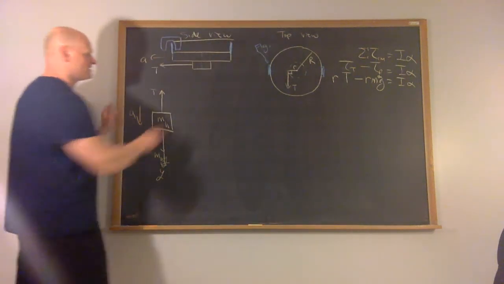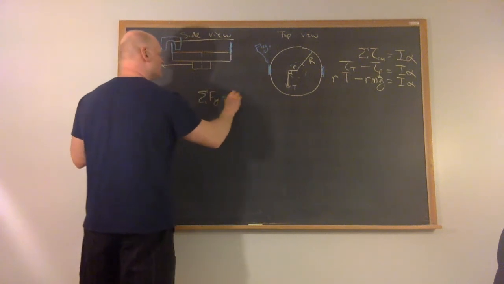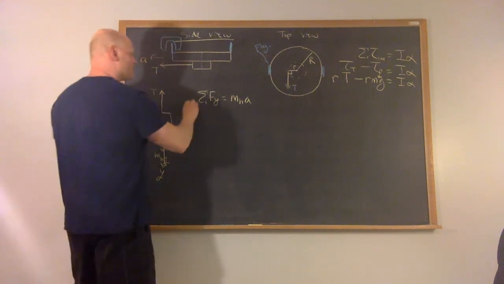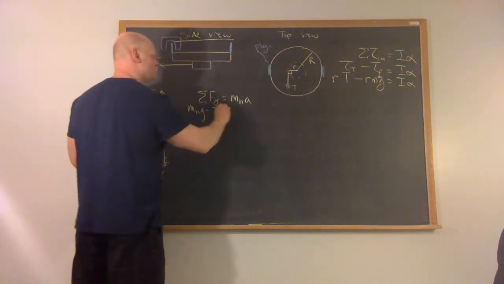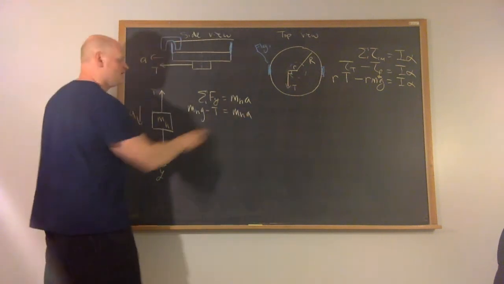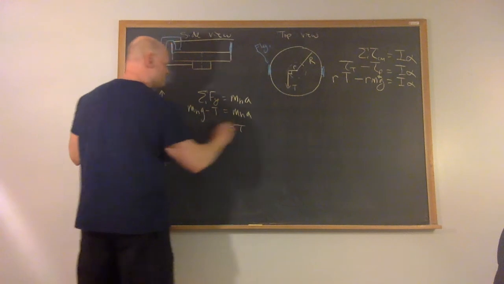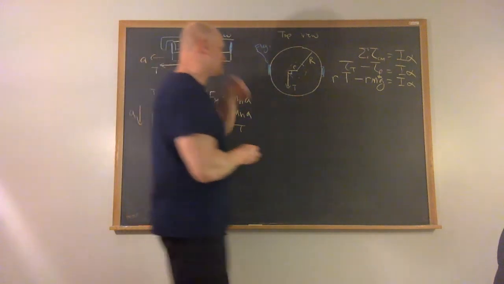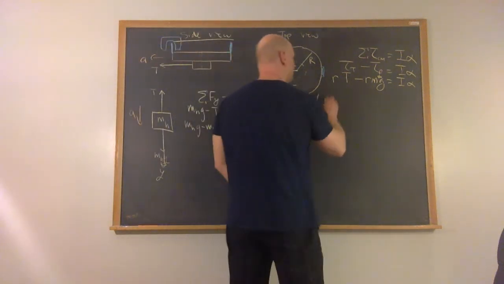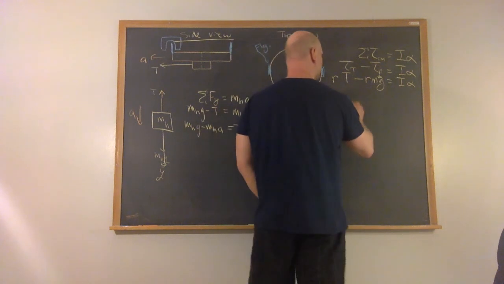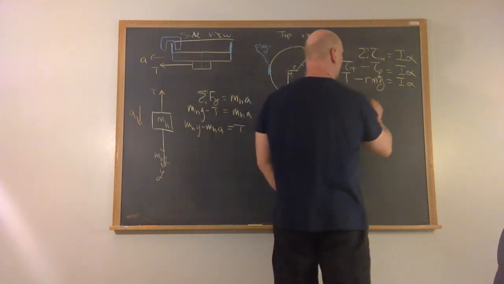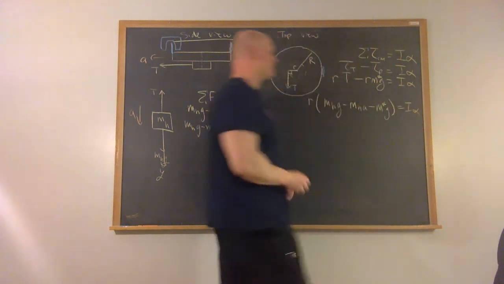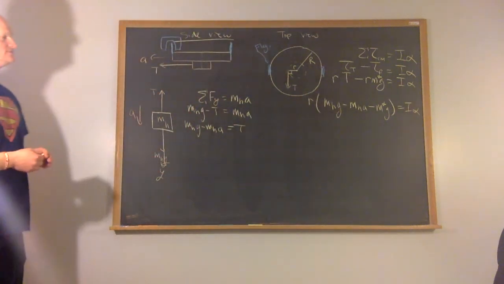From here, we can say the sum of the forces in our y direction is equal to m hanging times a. Since we're choosing positive y direction downward, this is m hanging times g minus the tension equal to m hanging times a. Solving this tells me that the tension is equal to m hanging g minus m hanging a. So we're going to plug that into here. This becomes r times (m hanging g minus m hanging a) minus m star g, all equal to the moment of inertia times the angular acceleration.